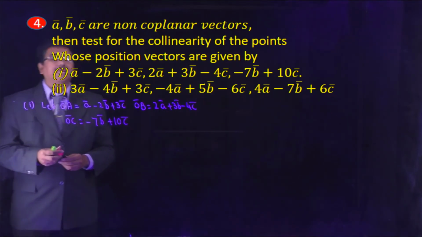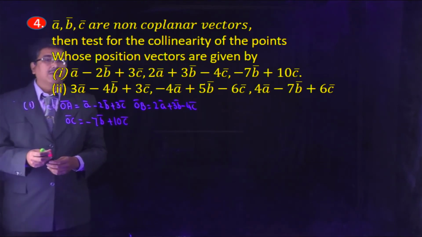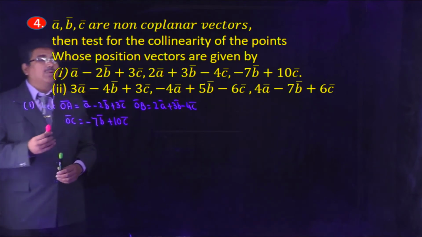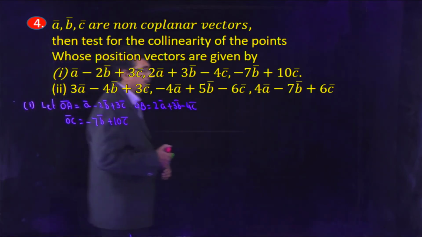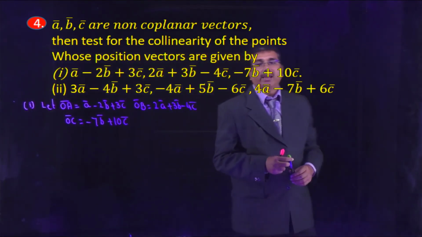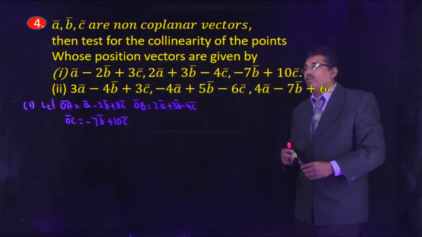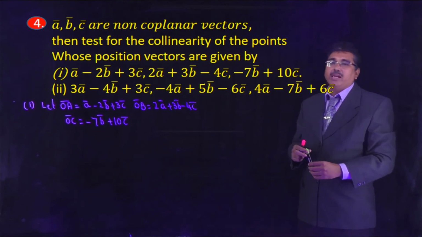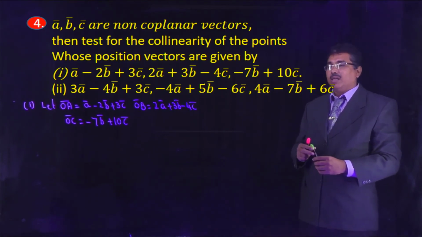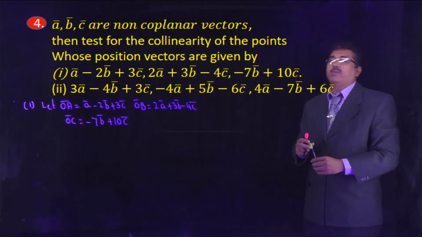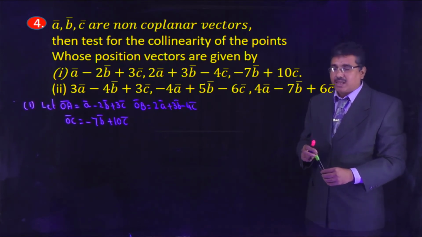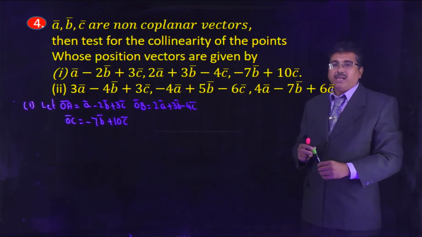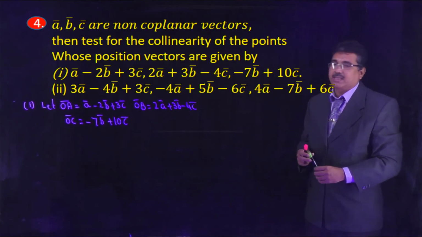OA bar is equal to A bar minus 2B bar plus 3C bar. OB bar is equal to 2A bar plus 3B bar minus 4C bar. OC bar is equal to minus 7B bar plus 10C bar. Now we have to verify whether these points are collinear or not. For that, we find two vectors.